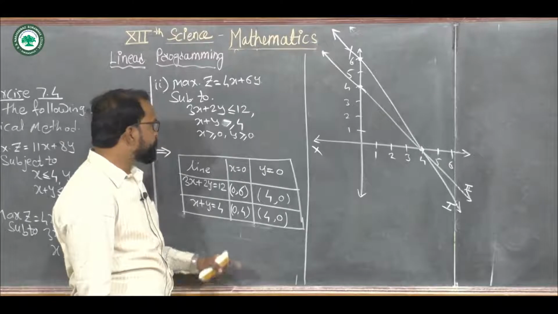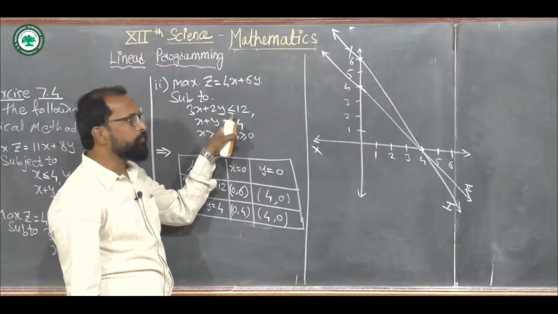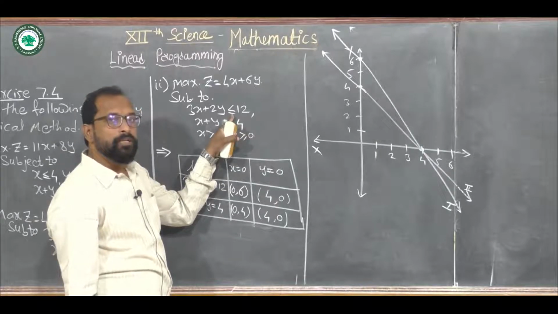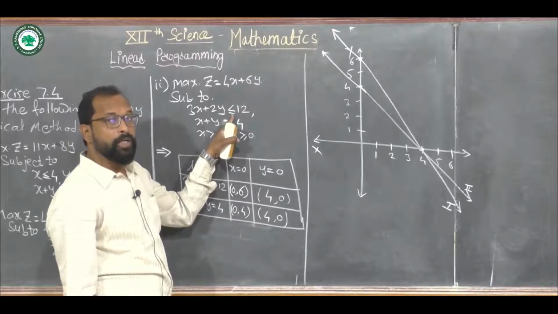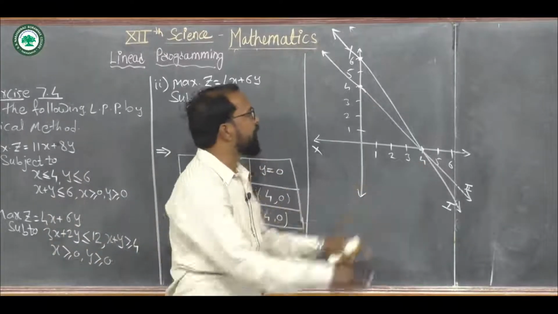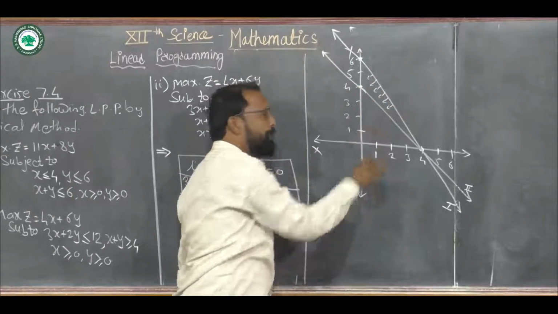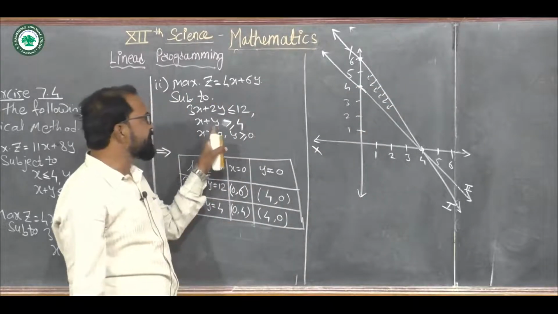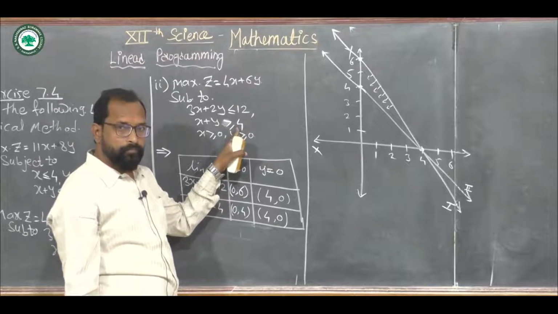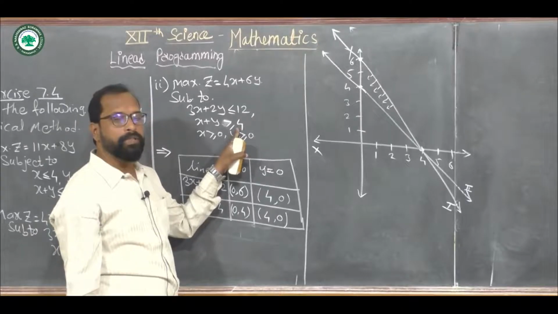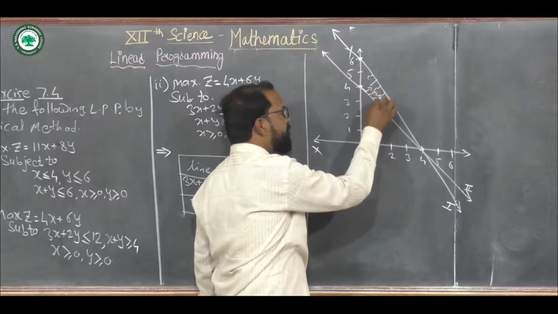Now observe here, the first constraint is of the less than or equal to type. So we have to consider the region which is towards the origin, or we say the origin side of the first line, that is this region. And the second constraint is of the type greater than or equal to, that is the opposite side or above the line or away from the origin. So this region is for the second line.